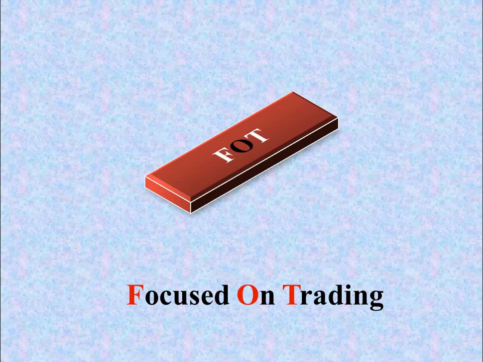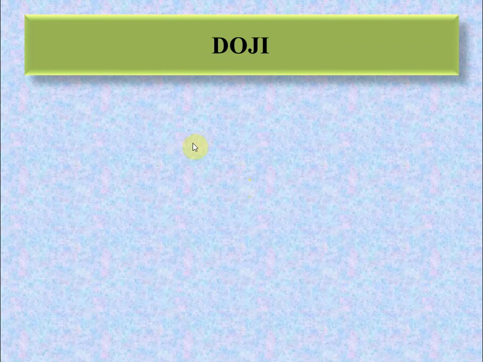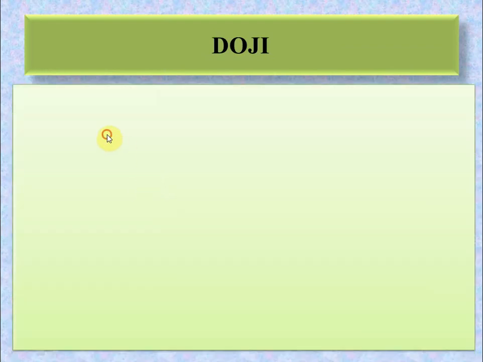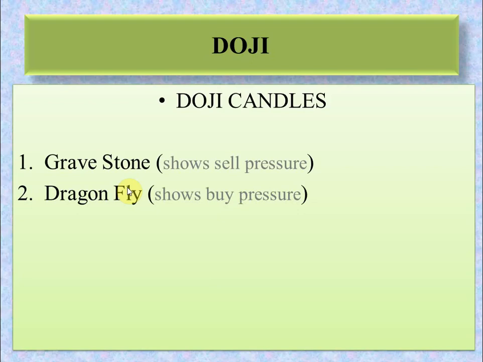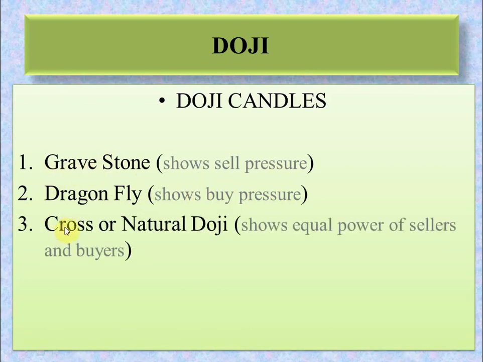Today we are going to talk about doji from candlestick patterns. What is doji? We have four types of doji candles. First of them is gravestone. Gravestone shows sell pressure in the market. The second one is dragonfly. Dragonfly shows buy pressure. Dragonfly is at the opposite side of the gravestone.